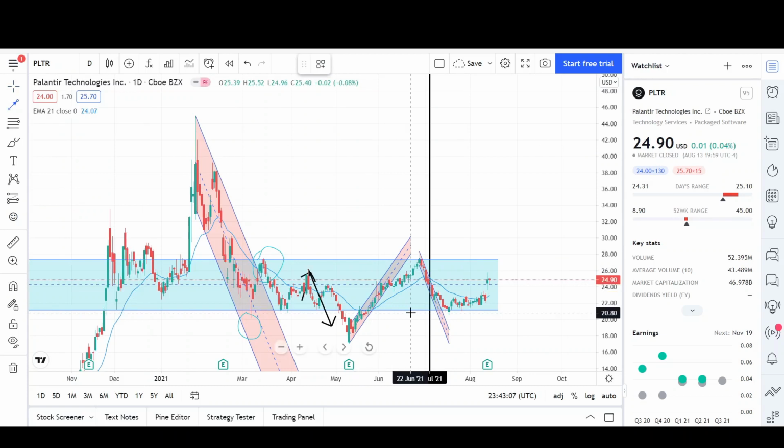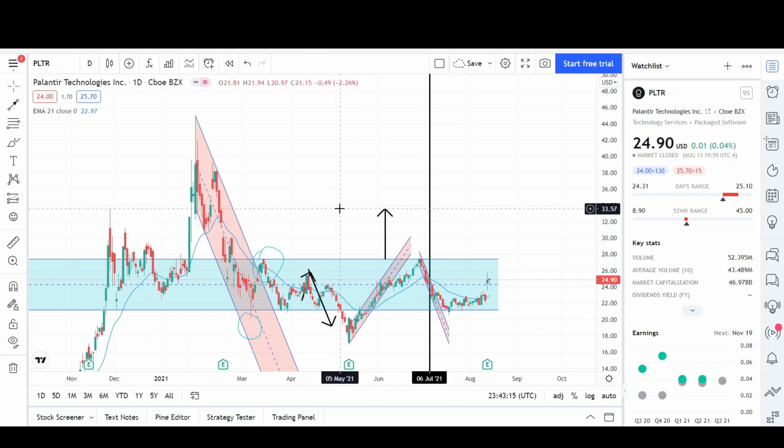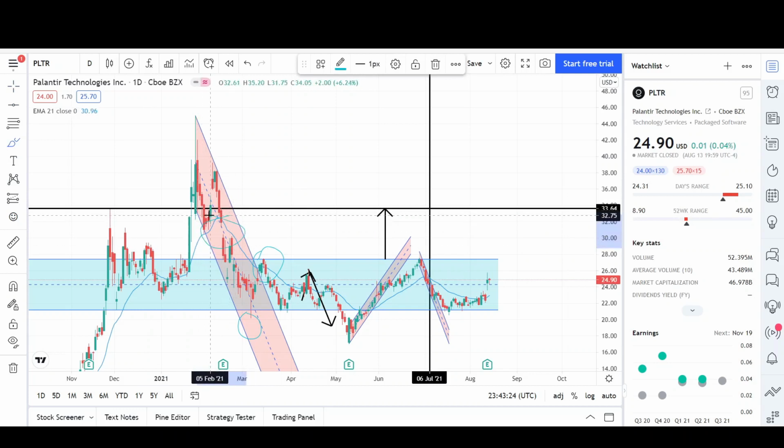So if price breaks outside of a range, it usually goes the same distance that the range was, the size of the range. So it looks like Palantir could reach this $33 level or $34 level, and it makes sense because there's a gap over here that needs to be filled right back here.